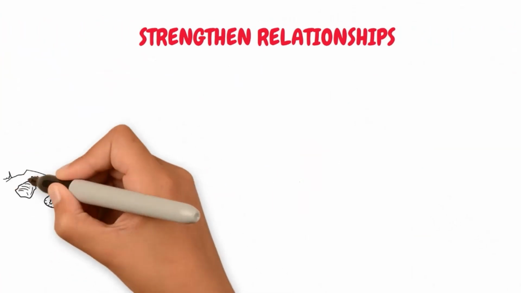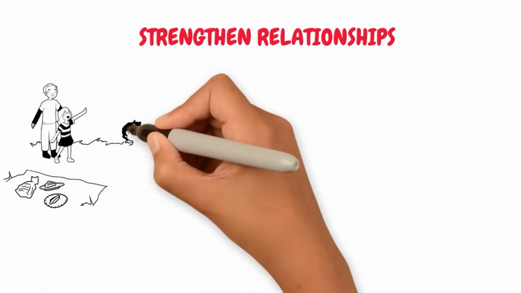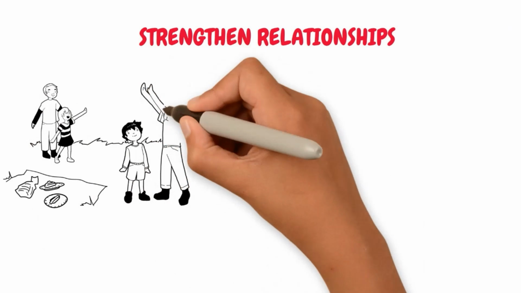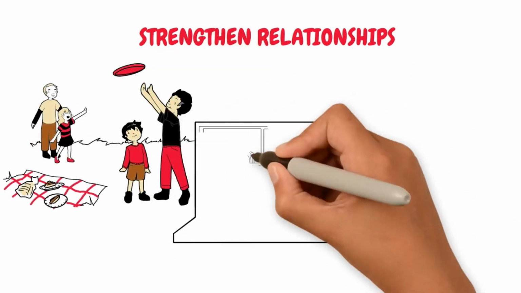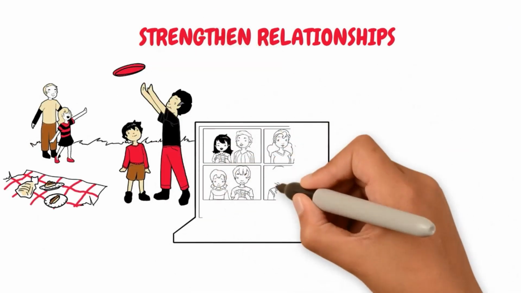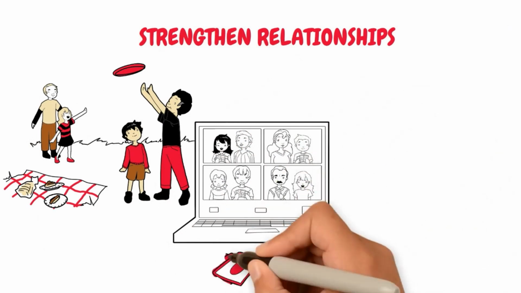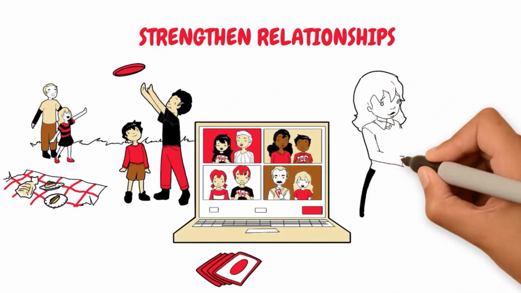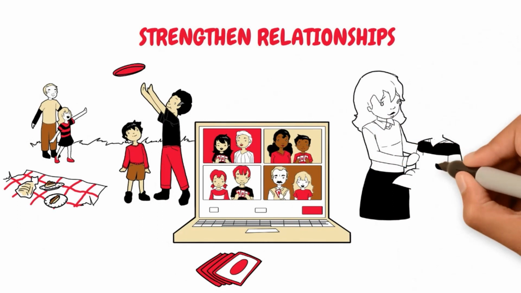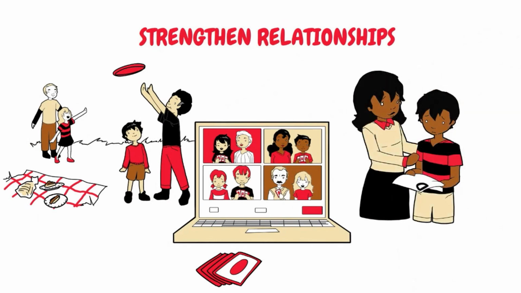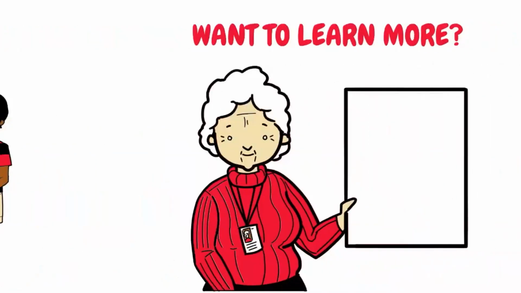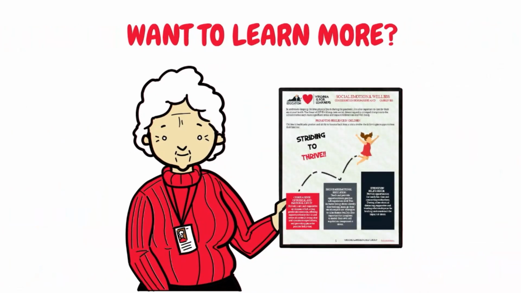Another key support is to strengthen relationships. Parents and caregivers can strengthen relationships with their children by providing opportunities for family fun time and connecting with others. Supportive and trusting relationships can be healing and counteract the impact of stress. Want to learn more? Check out the quick guide below for more information and resources.